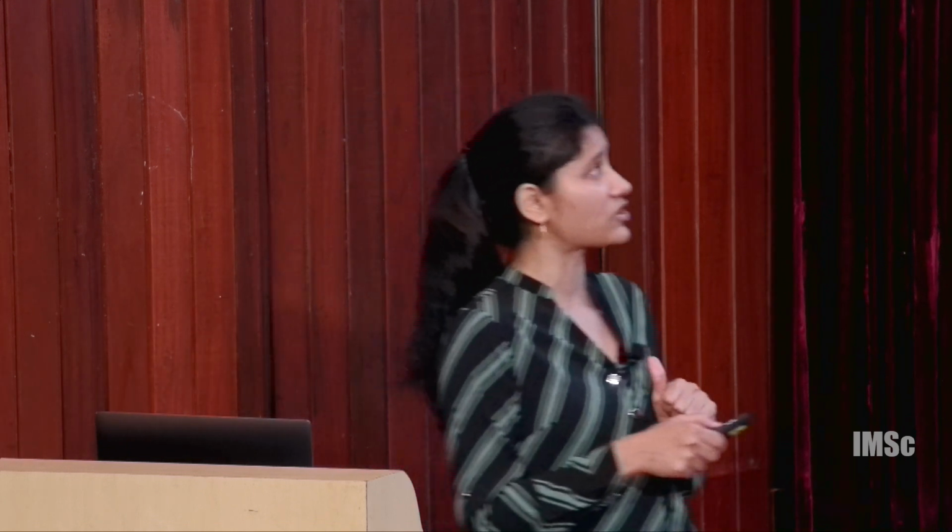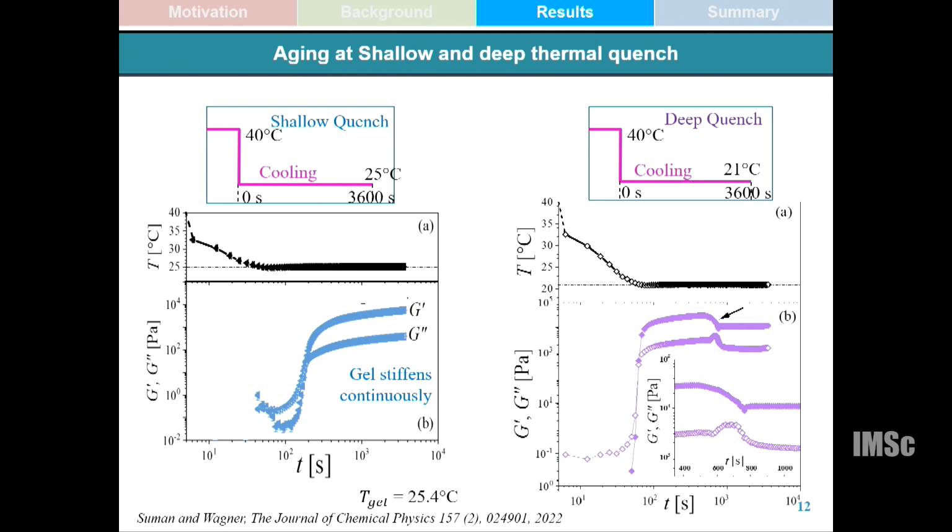Now we subject this sample to a deeper thermal quench, where we change the temperature from 40 to 21 degrees, which is around 4 degrees lower than the critical gel point temperature, and see the corresponding evolution in modulus. What we see here is that the initial part remains the same as the shallow quench, but after the slow increase, there is a sudden change in the value of modulus, and the inset over here is basically an enlarged view of what is happening.